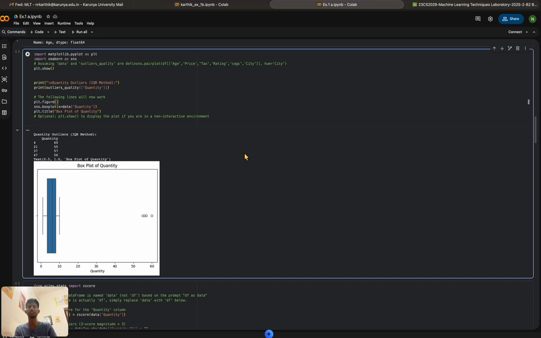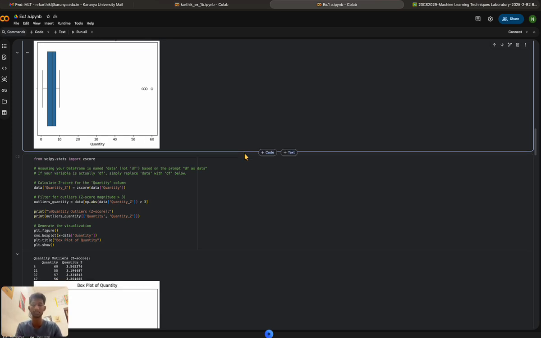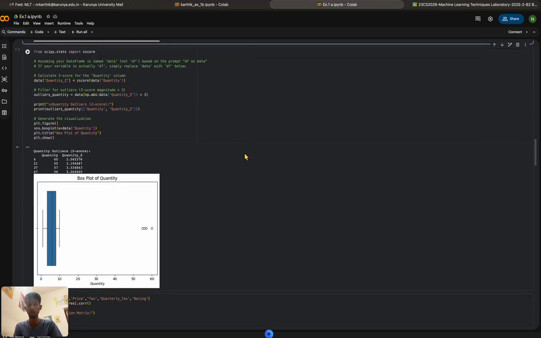And the eighth question is about outlier detection using IQR. We use quantile and the IQR formula. The IQR formula is nothing but Q3 minus Q1. We all know that. Then we apply quantile filtering conditions to find the outliers, and we represent them in the graph using the box plot.